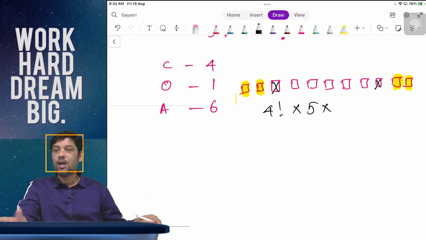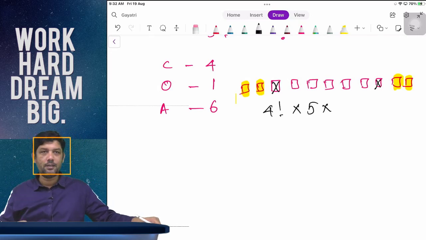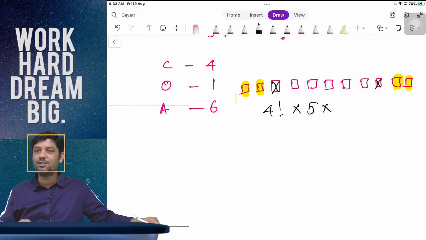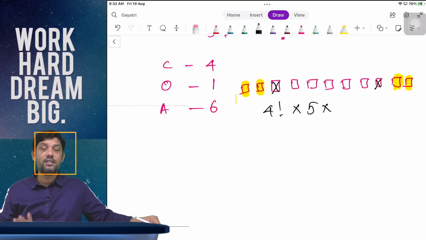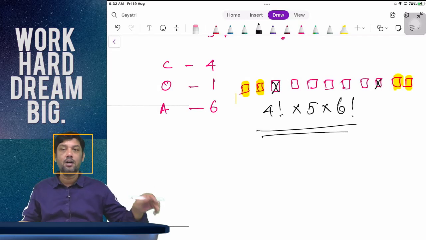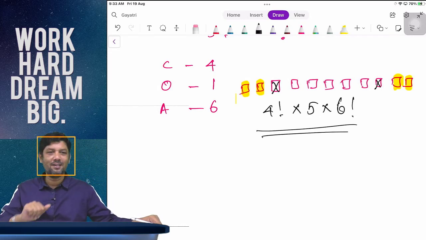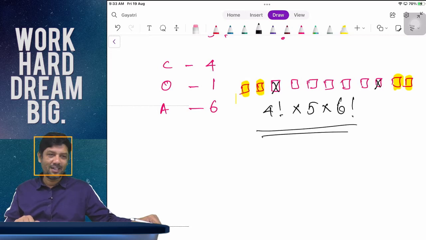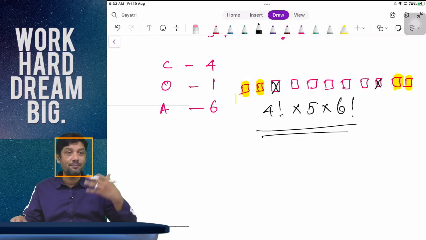Now, how many seats occupied now? 5 seats. 4 children seats occupied. 1 old man seat occupied. Now 6 adults. Do they have any constraint? How many chairs are available? So those 6 adults can be arranged among themselves in 6 factorial. That's our answer: 4 factorial into 5 into 6 factorial and over. Is it not simple? Very simple. But still I am saying this because of time.